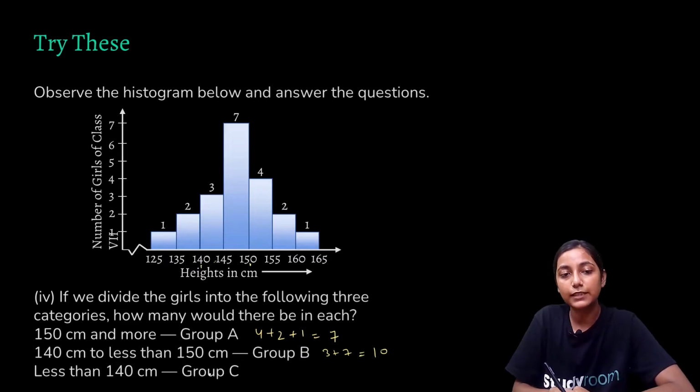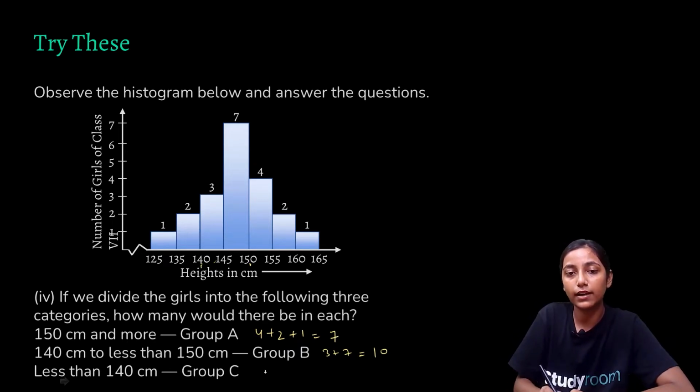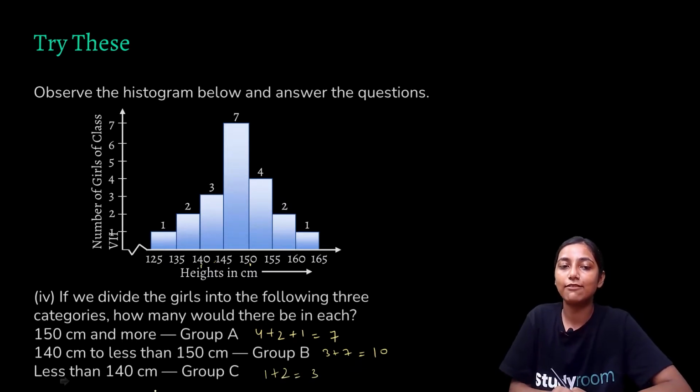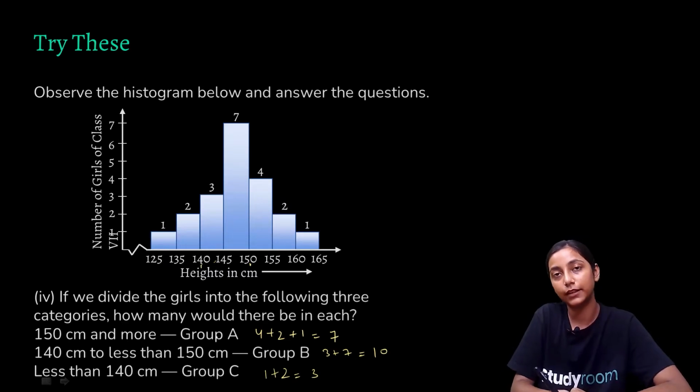Next we have group C, and it is less than 140 centimeters. So this is 140 centimeters, and lesser than that will be given by the left side of it. That is 125 to 135 and so on, 135 to 140. We will be adding 1 plus 2, that is 3. So there are a total of 3 girls who have a height lesser than 140 centimeters.